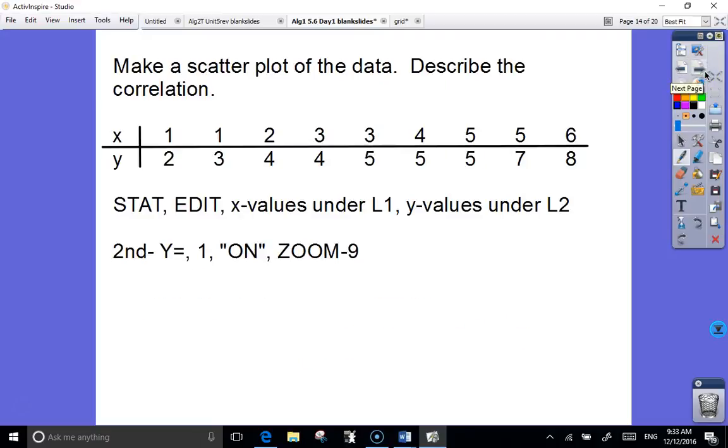Okay, so let's make a scatter plot. Let's do the same thing with those data right there. So go ahead and try to make your own scatter plot with these. The X values are going across. Remember, the X values go under L1. The Y values go under L2. Stat edit to enter those, and then second y equals 1. If you already turned on the plotting of points, you don't really need to do that again. You just have to zoom 9.